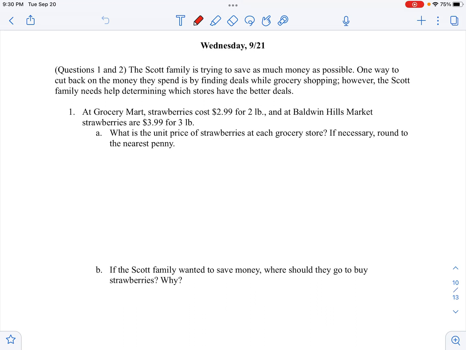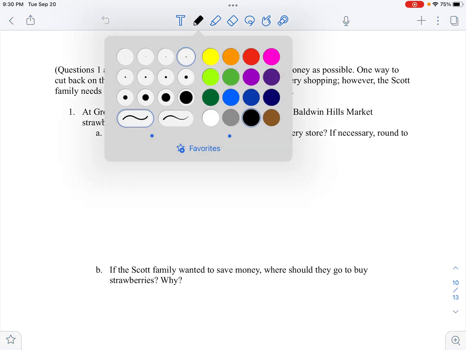1. At Grocery Mart, strawberries cost $2.99 for 2 pounds, and at Baldwin Hills Market, strawberries are $3.99 for 3 pounds. What is the unit price of strawberries at each grocery store? If necessary, round to the nearest penny.